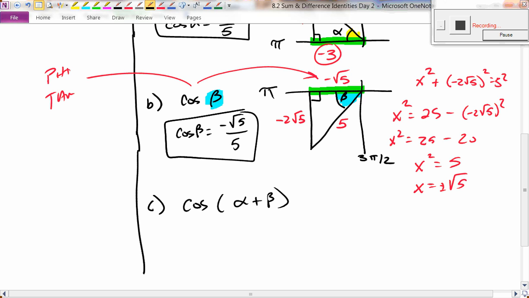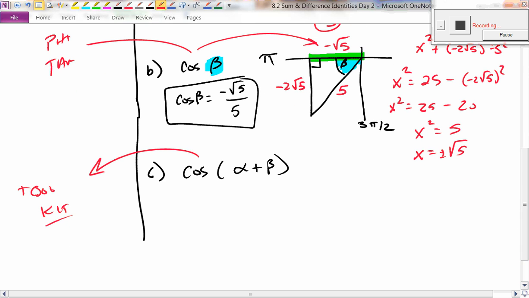It's back to using the toolkit, right? So when you get to this point, look on your toolkit, right? And it will give you the formula that you need. Do we have it memorized? Let's see here. It's going to be cosine alpha times cosine beta, plus or minus, everybody? Minus. Very good. Sine alpha times sine beta.